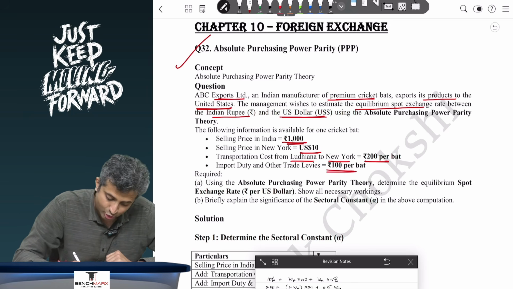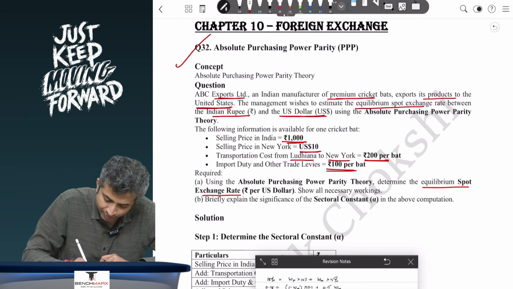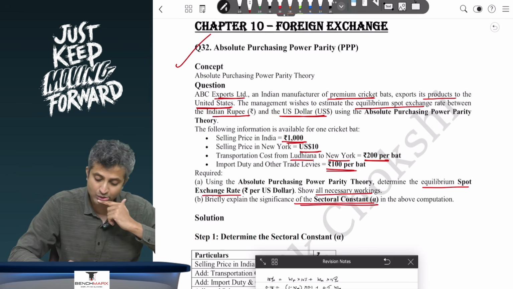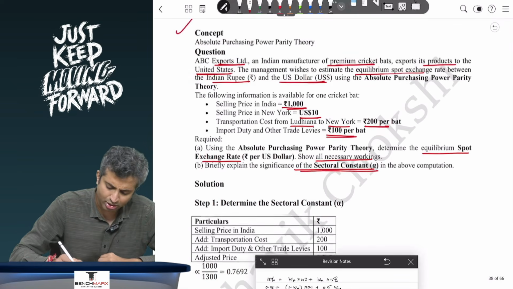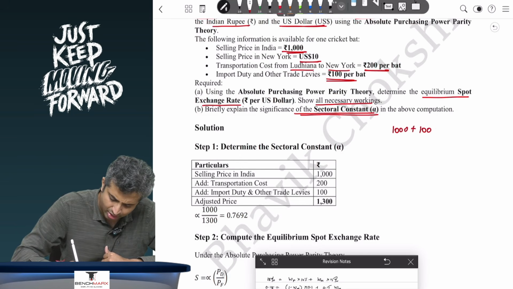Which means we have to determine the equilibrium spot exchange rate, show the necessary workings, and briefly explain the significance of this sectoral constant. This can come in an MCQ and you should be able to solve. So when we are looking at this working, we will have a value which is 1000 plus 100 plus 200. So this is 1300. This is the equivalent price in the US.